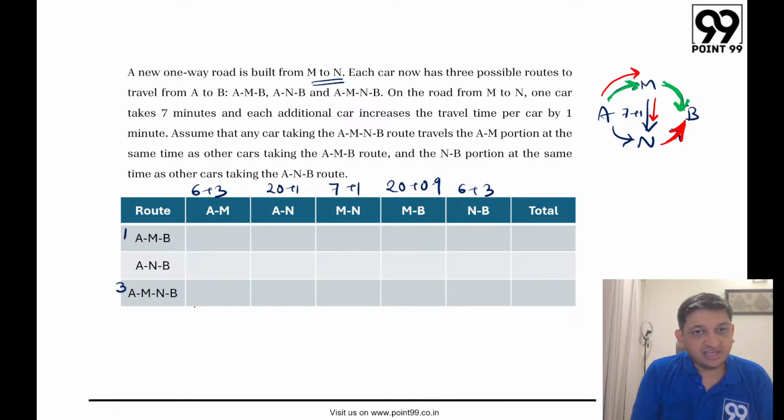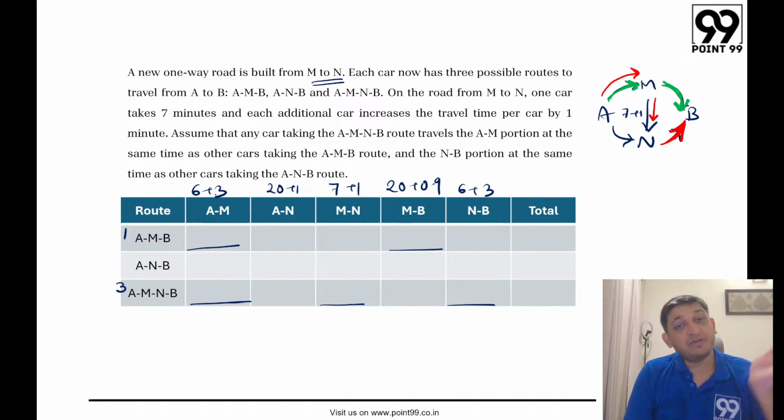तो इस रूट के अंदर I will have to fill this block: A to M, then M to N, and then N to B. ये तीनों मेरे को fill करने पड़ेंगे. A to M, how many cars are traveling? यहाँ पे A to M भी है और M to B भी है, तो यहाँ पे 1 plus 3, 4 cars are traveling. तो कितना लगेगा? 3 plus 3 plus 3, so 9 additional minutes. 6 plus 9 हो जाएगा 15. So A to M जाने में 15 minutes लग जाएंगे for all these vehicles that are there.